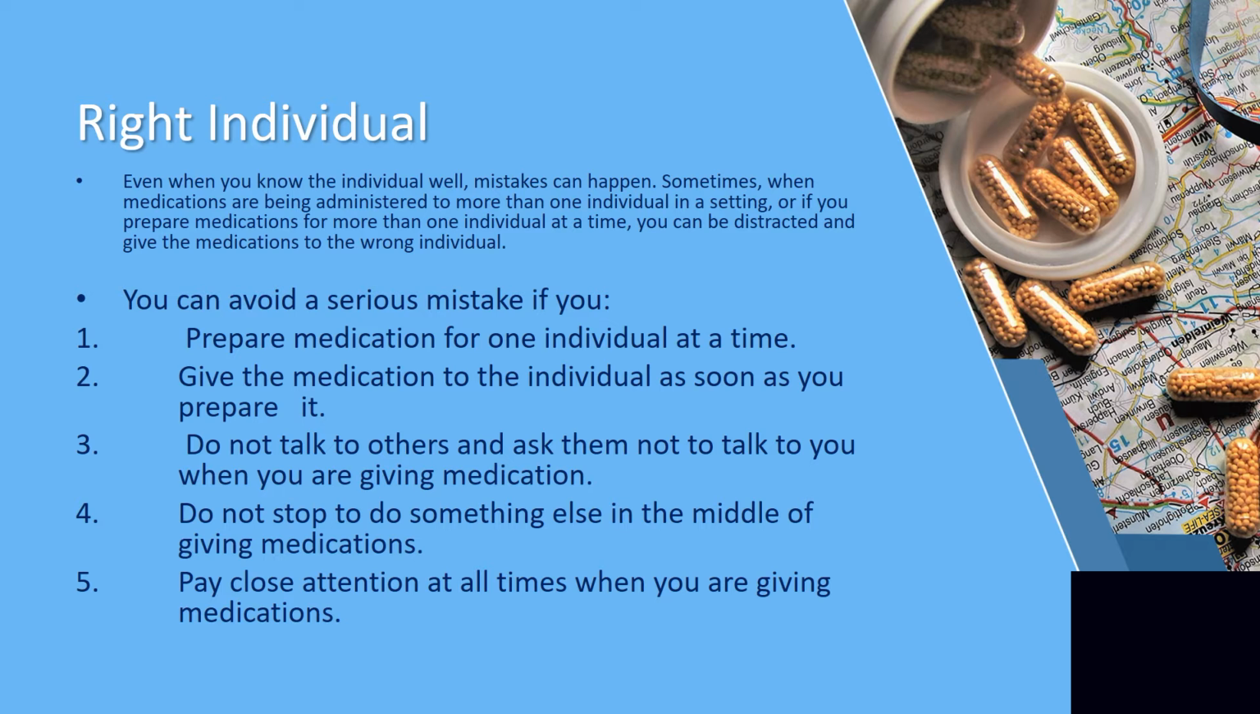The right individual. Even when you know the individual well, mistakes can still happen. Sometimes when medications are being administered to more than one individual in a group or communal setting, or if you're preparing the medications for one or more individuals at a time, you can become distracted and accidentally give the medication to the wrong person. You can avoid a serious mistake if you prepare the medication for one individual at a time. You give the medication to the individual as soon as you prepare it.